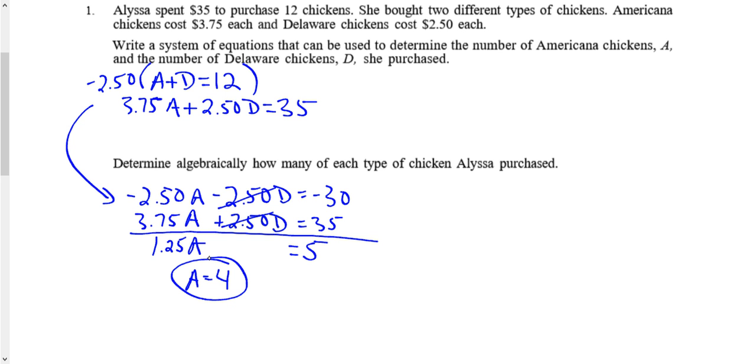Anybody get 4 American chickens? Yes, I did. Let's start it like the other way, right? And then how many Delaware? 8. So plug that back in. 4 plus D equals 12. Subtract 4, right?